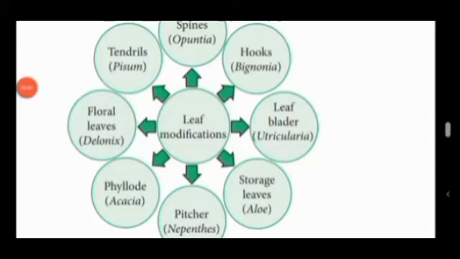Topic is modification of leaf. The leaf is modified to perform different functions, such as tendril, spines, hooks, leaf bladder, storage leaves, pitcher, phyllodes, floral leaves. Tendrils, example is Pisum; spines, Opuntia; hooks, Bignonia; leaf bladder, Utricularia; storage leaves, Aloe; pitcher plant, Nepenthes; phyllodes, Acacia; floral leaves modification, Delonix regia.